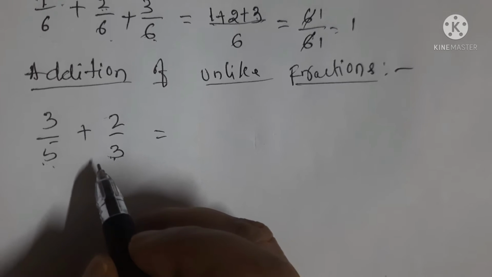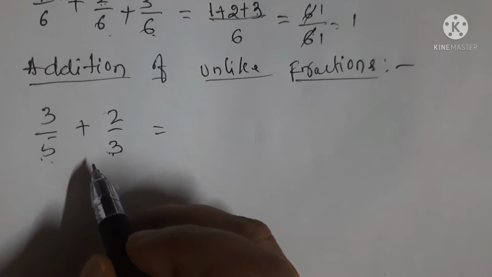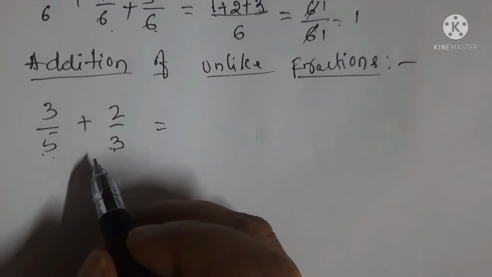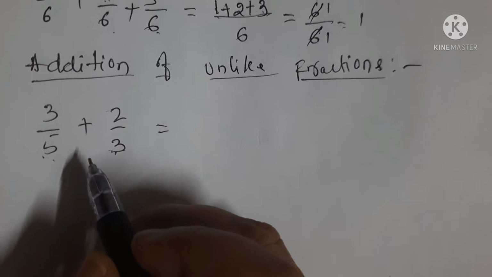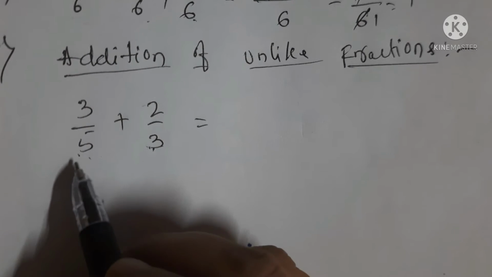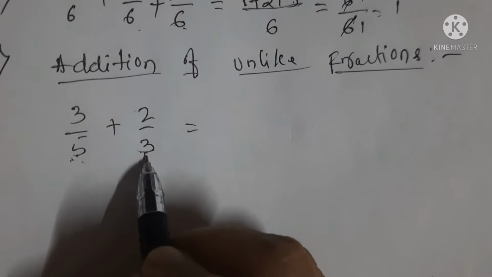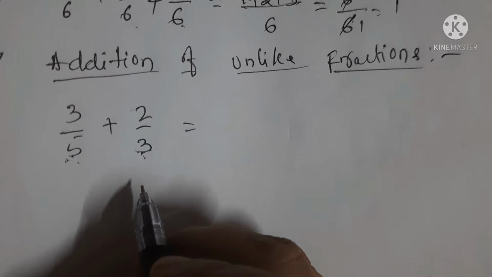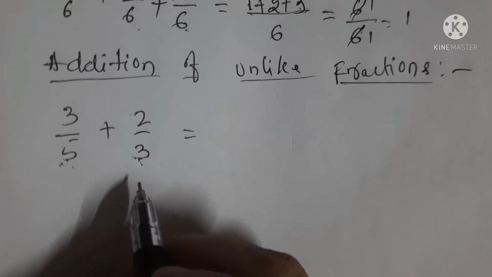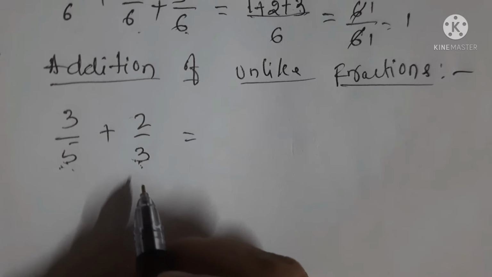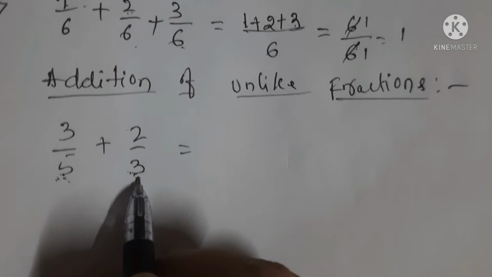But here I will explain you a small trick. That trick is not applicable for every problem, but here it is applicable. How? Let us see how it will work out. So students, here these two are prime numbers. A prime number is one which is divisible only by itself or 1, not by any other number. So 5 is a prime number and 3 is also a prime number.